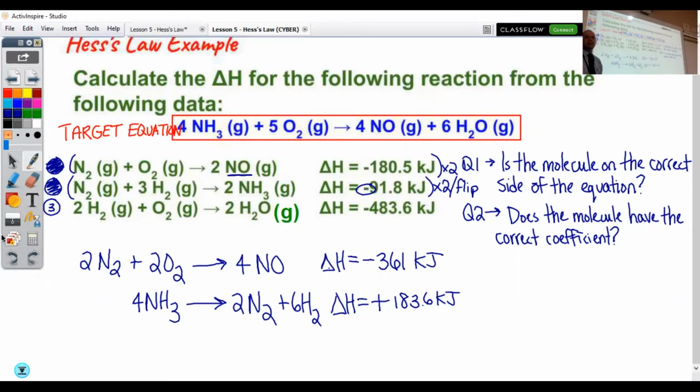So now we're ready to take a look at our third equation. So we're not going to use hydrogen. We're not going to use oxygen. We are going to use water. Water appears on the right side in this equation. It appears on the right side in our target equation. That's the answer to question 1. So does the molecule appear on the correct side of the equation? The answer is yes. Second part. Does it have the correct coefficient? The answer is no. It has a coefficient of 2 here, but a coefficient of 6 up there. So we're going to have to take this equation and multiply by 3.